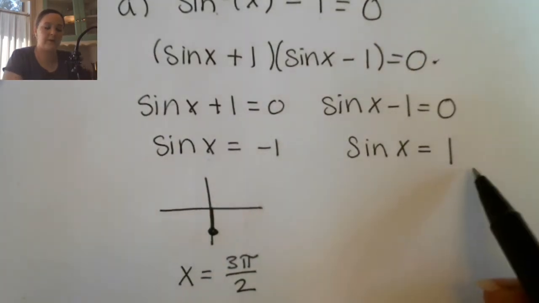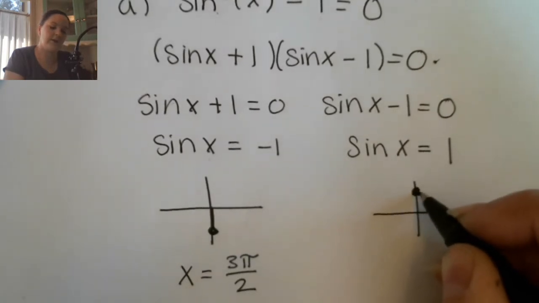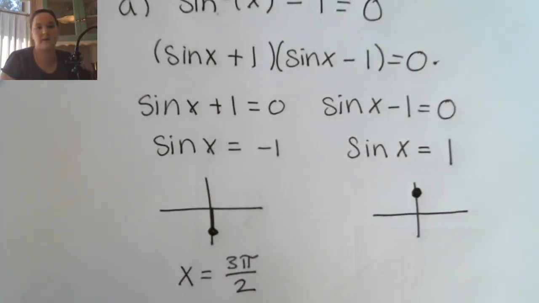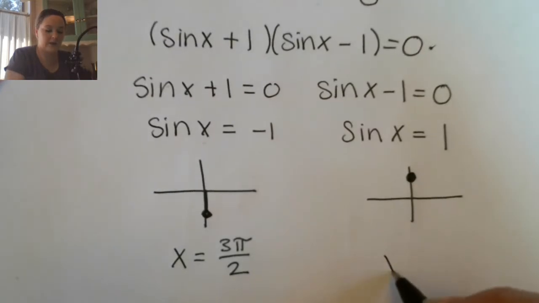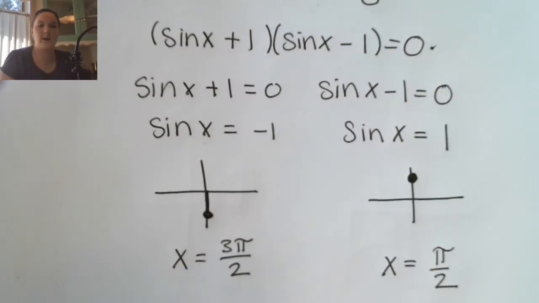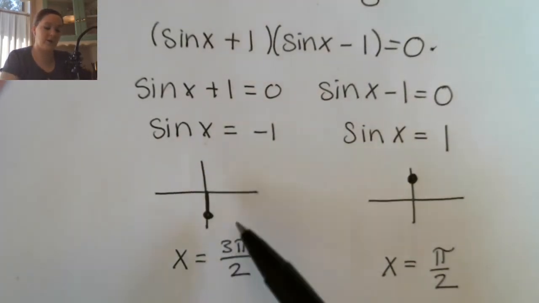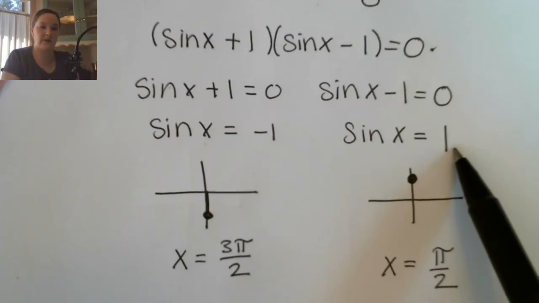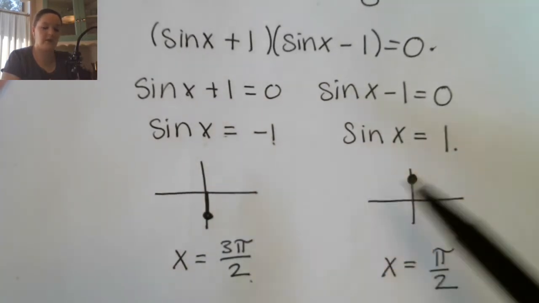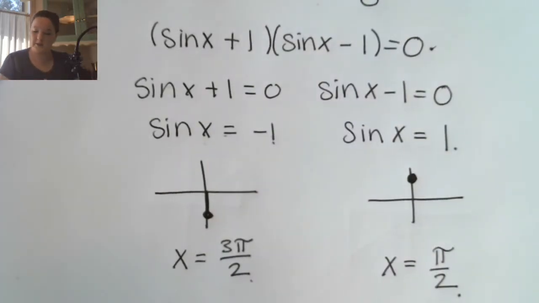Now if I want the y coordinate to be equal to +1, that's up here, and that's the angle pi over 2. Because these are quadrantal angles, we're only going to get one solution for each of these two factors. One solution for -1, one solution for +1. Let's see another example that uses that technique, the factoring.